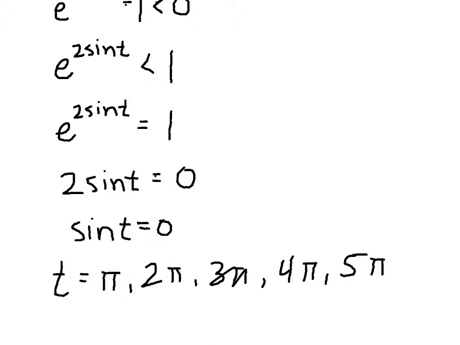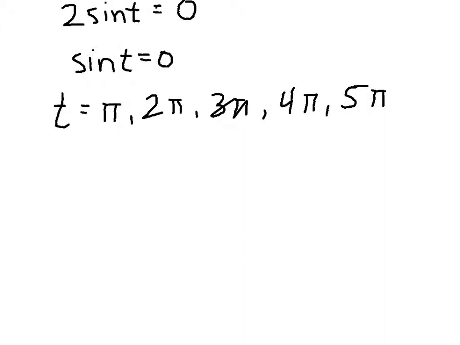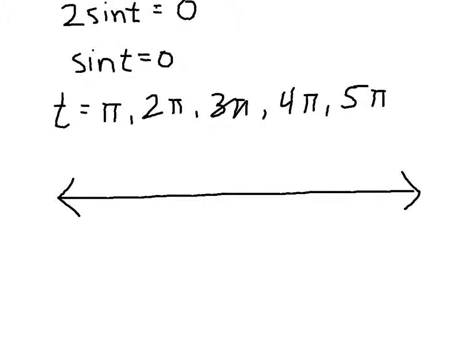Once you have all of these, you can make a sign chart, or you can refer back to your graph to see in which of these intervals it is below the x-axis. For the sign chart, it would look something like this. Another thing to remember when you're doing this is that you have to check the endpoints, because it can be equal to 0 or equal to 16 as well.